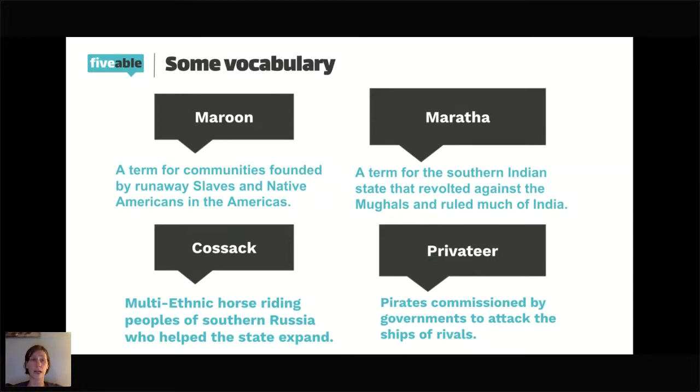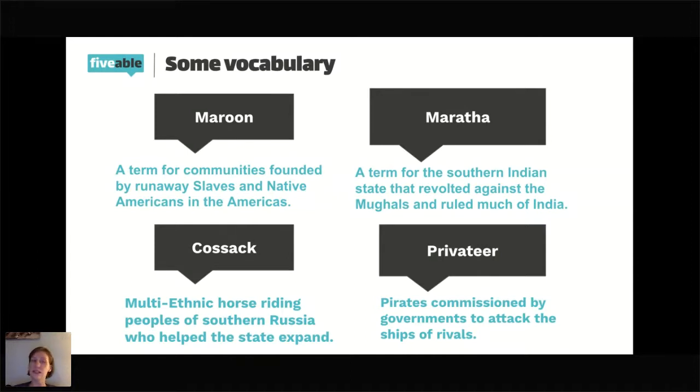Another term that you'll want to recognize, Maratha, is a term for a southern Indian state that rebelled against the Mughals and actually fairly successfully were able to overthrow the Mughal government and take control themselves of much of India. So we think about the Mughals as a really powerful empire during this time, which they were, but they were not all powerful. They didn't control all of India. And in fact, they themselves were defeated by a resistance movement.